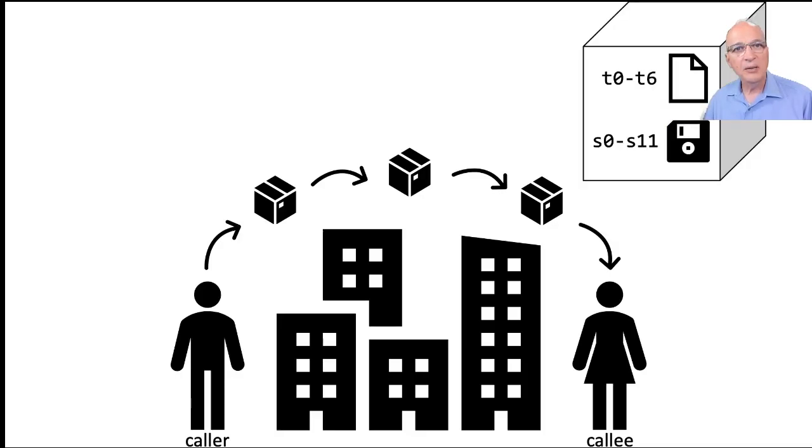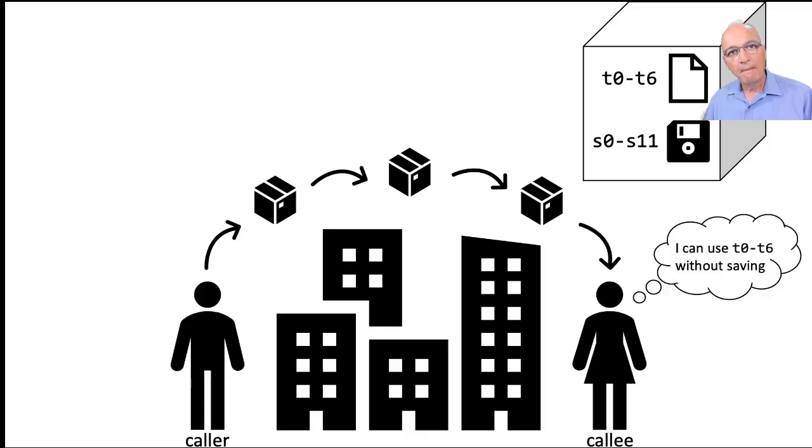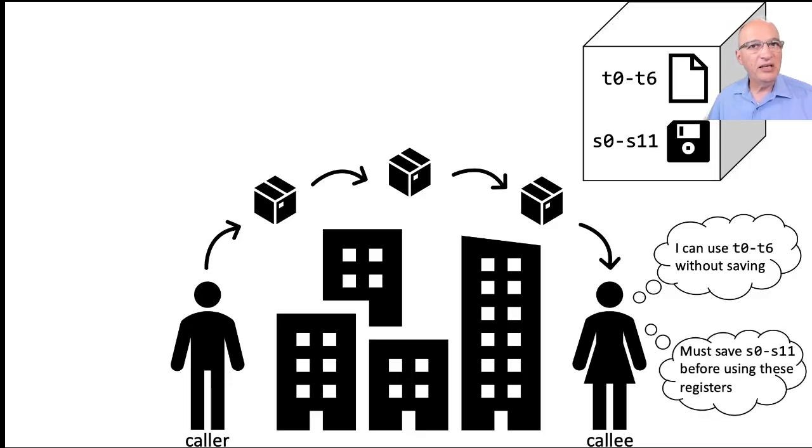On the other hand, the callee will think that T0 to T6 are blank registers. They don't contain anything that the caller cares about. And S0 to S11 are registers that I need to be careful about, because anything that's there, the caller probably wants those values to be preserved. So therefore, the callee will think that I can use T0 to T6 without saving them, but I must save S0 to S11 before I can use them.